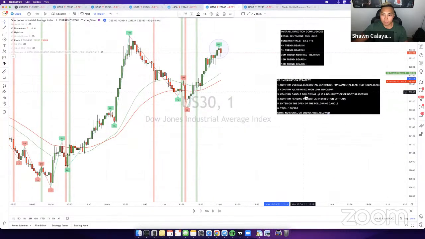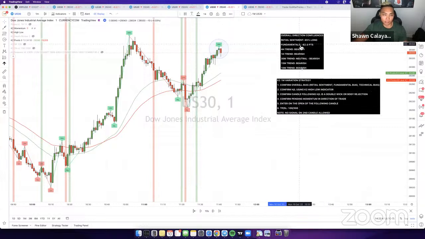So first you want to confirm overall bias, right? In order to do that, you can just use this right here. Use the overall direction confluences that I line up. And this is going to tell you which direction to trade. Obviously, I showed you here that we're looking for sells. Everything lines up perfect. The 1 minute trend isn't going to be super necessary, right? Because if you're looking at long-term trend, the 1 minute is going to follow if everything's bearish. So with that said, overall bias is bearish here. Obviously, we just went over that.